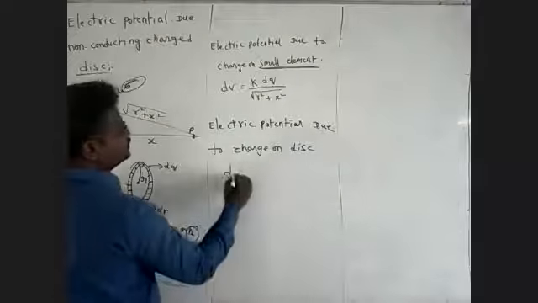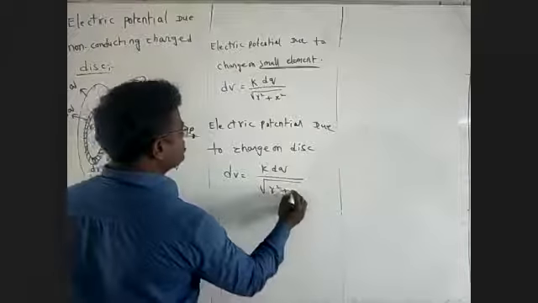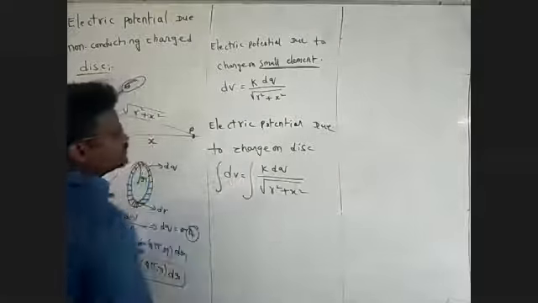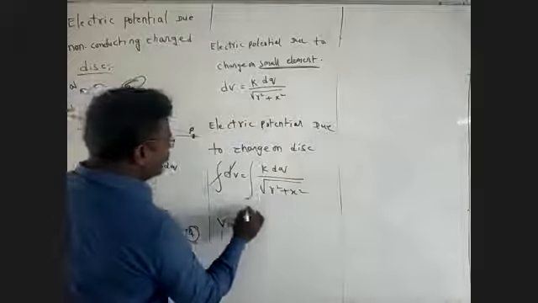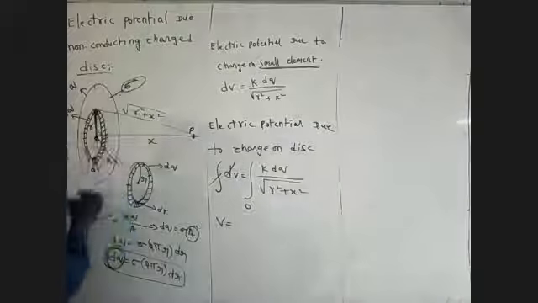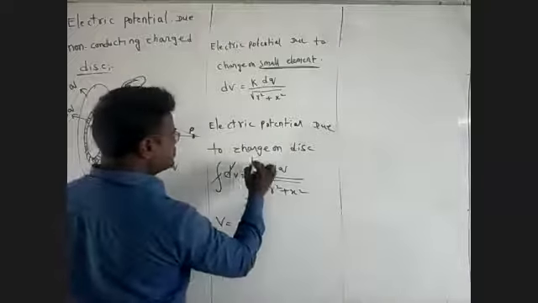Integration applied to both sides of the equation: R square plus x square. Derivative and integration cancel each other. The lower limit is 0, the center of the circle. And what is the radius of the total disk? That is the capital R.